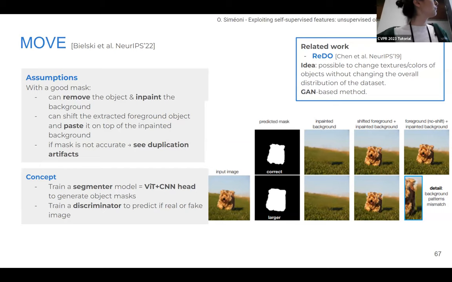Their mask producer is just a segmentation model, which is a ViT, I think that's right, DINO and MAE, plus a CNN head that generates the object mask. And then they have this discriminator that says yes or no, whether it is fake or true. And they achieve good results. There was also a similar work, ReDO, presented at NeurIPS 2019, which is on a similar idea. This time they were using a GAN-based method. So we have a pretty similar concept.